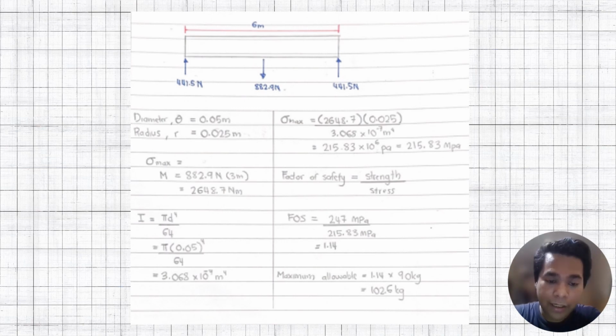For the calculation, diameter is equal to 0.05 meter, radius is equal to 0.025 meter. Stress is equal to MC over I, M is equal to 2648.7 Newton meter. I is equal to 3.068 meter cube. Factor of safety is equal to strength over stress. The answer of FOS is 1.14. The maximum is equal to 102.6 kg.